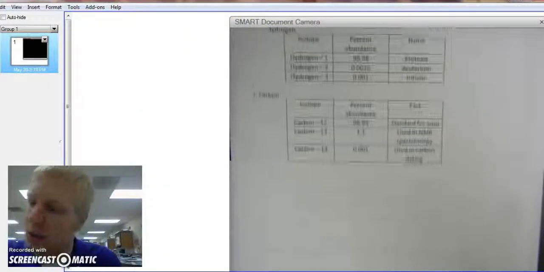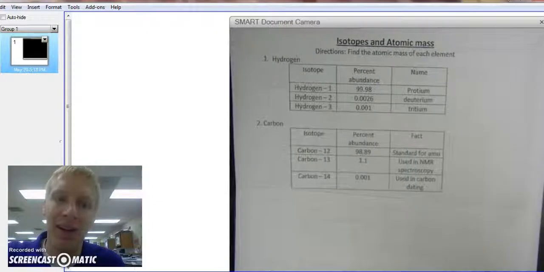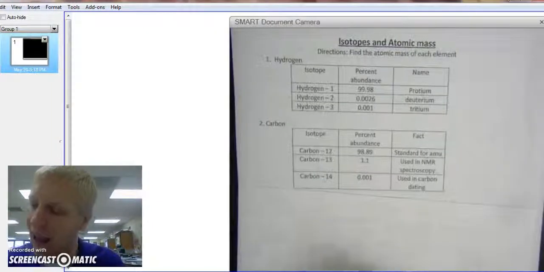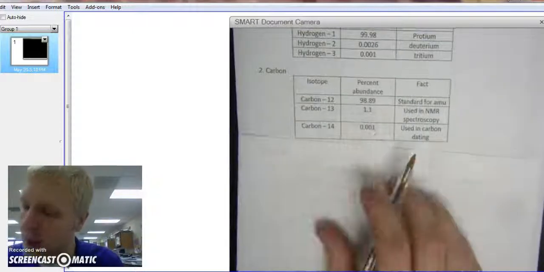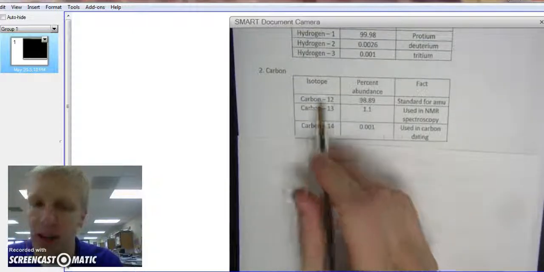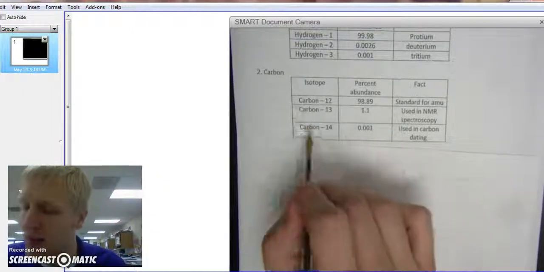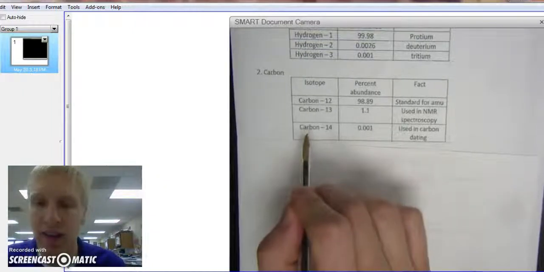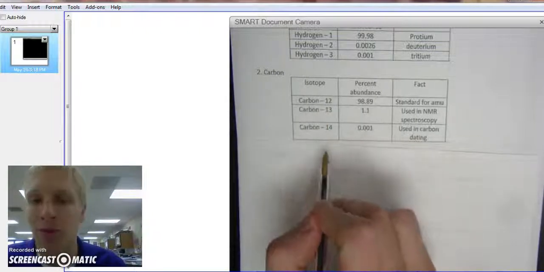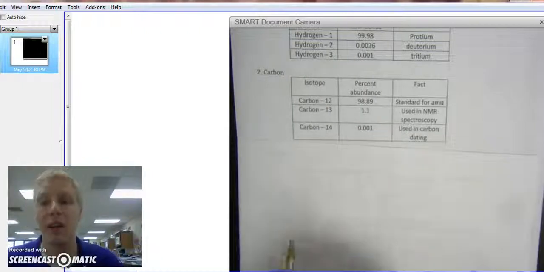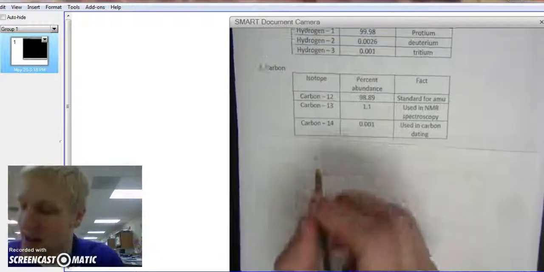Hello, in this video I'm going to be going over atomic mass, which is the weighted average mass of the isotopes. I'm going to start with an example problem of carbon. I have 3 isotopes of carbon listed here, and all of these carbon atoms have the same number of protons, which is why they're carbon. However, they have a different number of neutrons, which is why their mass numbers are different. Mass number is the sum of the protons and neutrons.